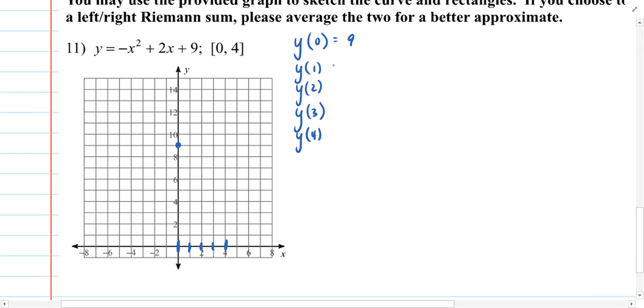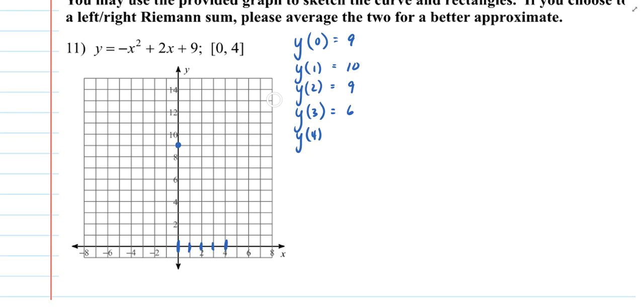When we evaluate at 1, well, that gives me 1 squared negative. So that's negative 1 plus 2 plus 9. Well, that comes out to be 10. Then at 2, we've got 2 squared, which is 4, with a negative sign, so negative 4 plus 9, that equals 9. When evaluated at 3, that's negative 9 plus 6 plus 9.